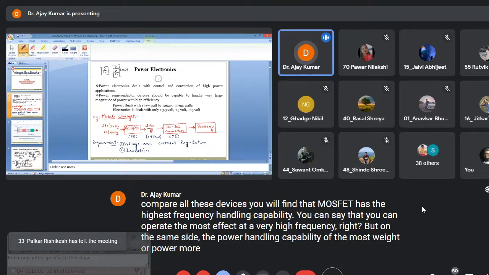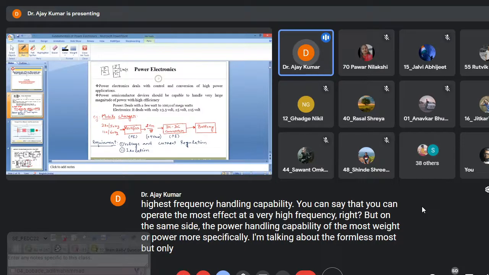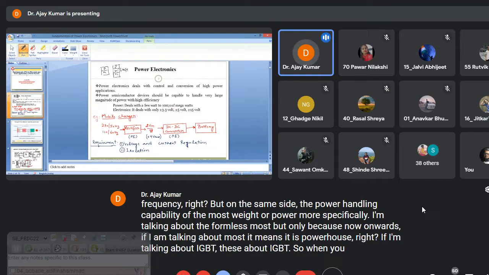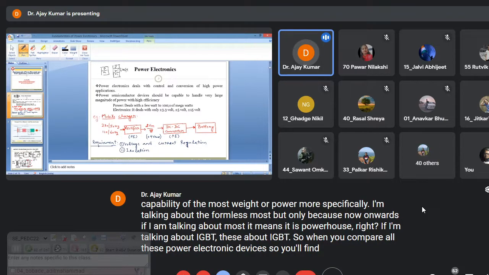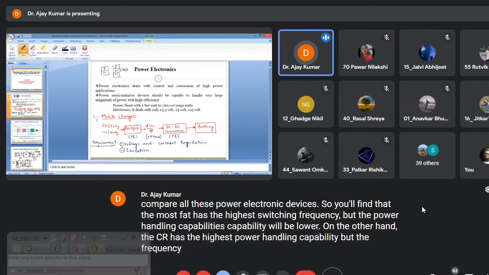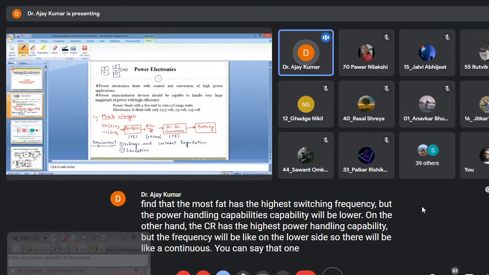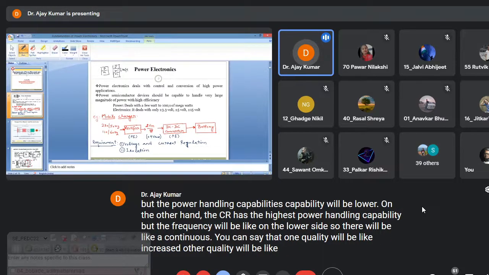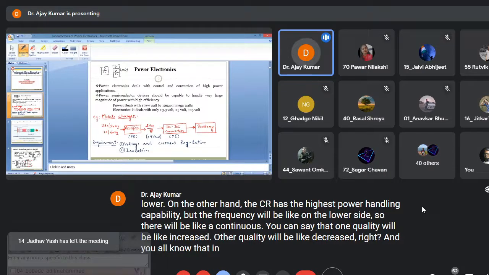So when you compare all these power electronic devices, you will find that the MOSFET has the highest switching frequency, but the power handling capability will be lower. On the other hand, the SCR has the highest power handling capability, but the frequency will be on the lower side. So one quality will be increased, the other quality will be decreased, right? And you all know that in power electronics, all the devices are usually used as a switch, or you can say that all the time they are utilized as a switch, right?